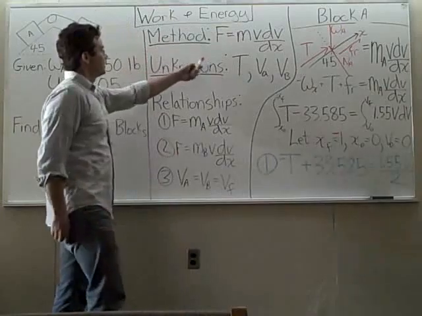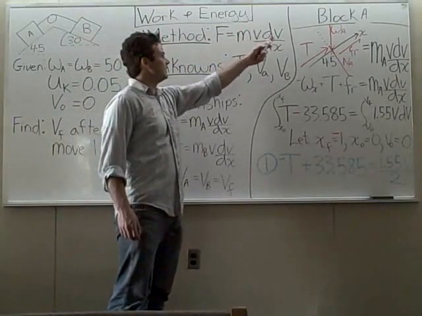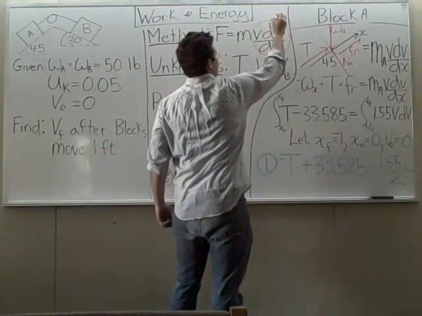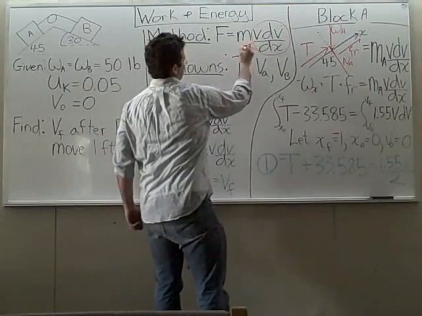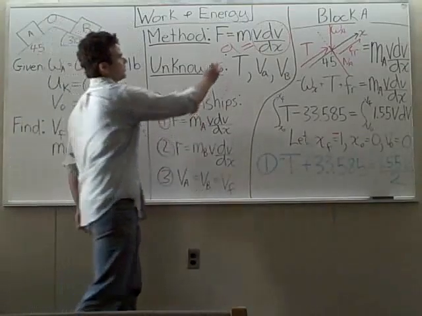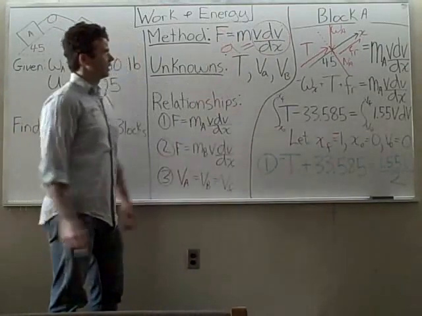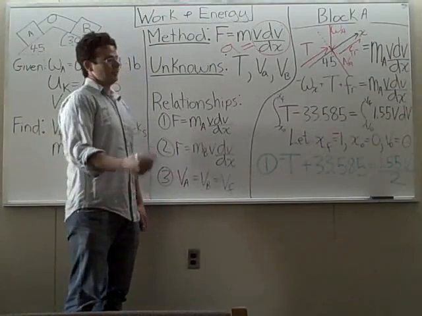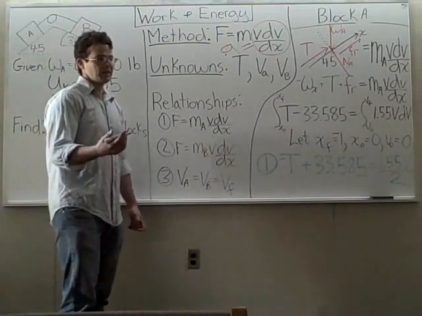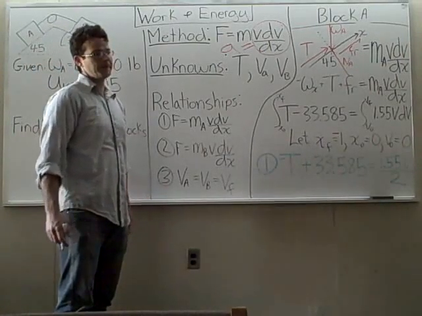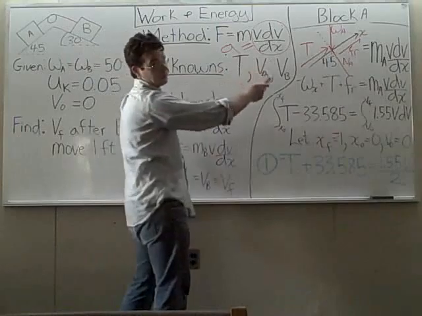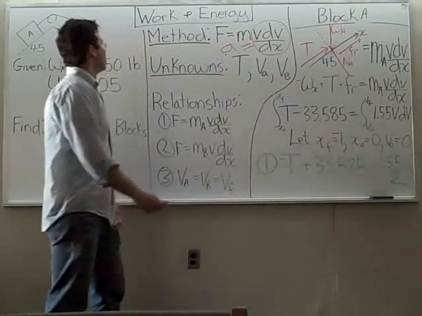The method that we're going to use is F equals mv dv dx. It's a couple steps removed from acceleration, just using the idea that acceleration equals dv dt and that velocity equals dx dt. And doing a little bit of algebra, you can find out that acceleration also equals v dv dx.